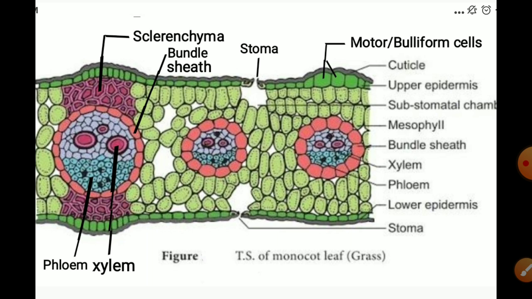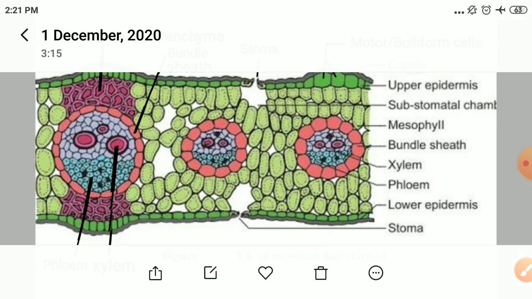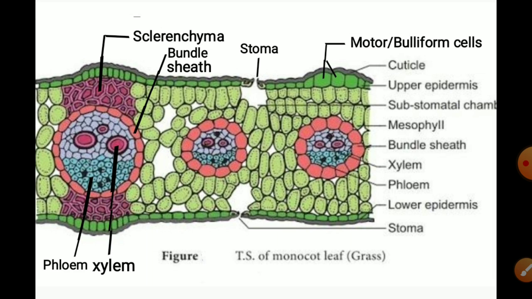These are with very large cavities inside, which store the water when it is available. Now these motor cells or bulliform cells present in the epidermis have the ability to fold the leaf and/or roll the leaf when the soil conditions are placid, when there is a scarcity of moisture, water in the soil. The plant body should be protected.